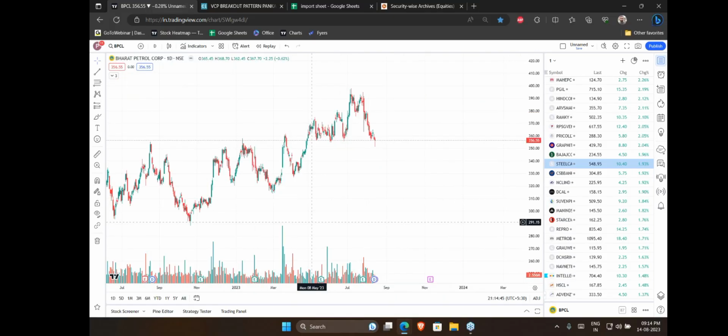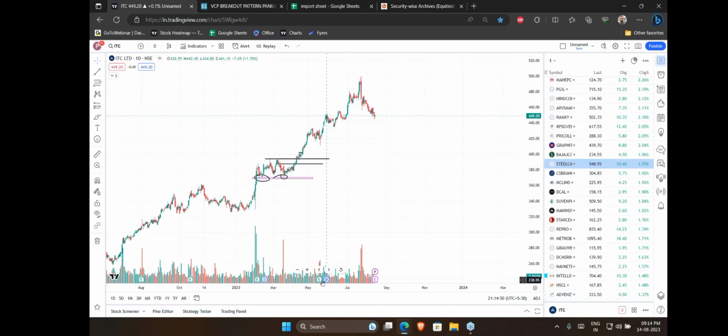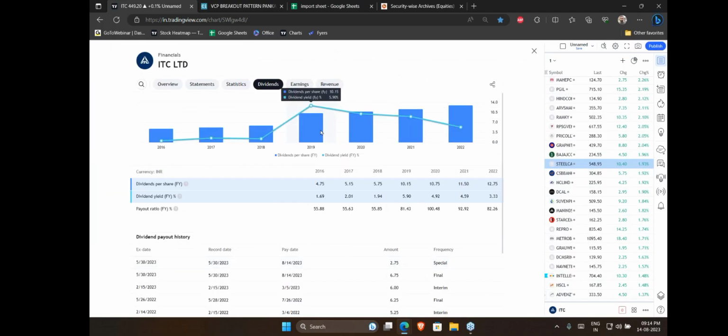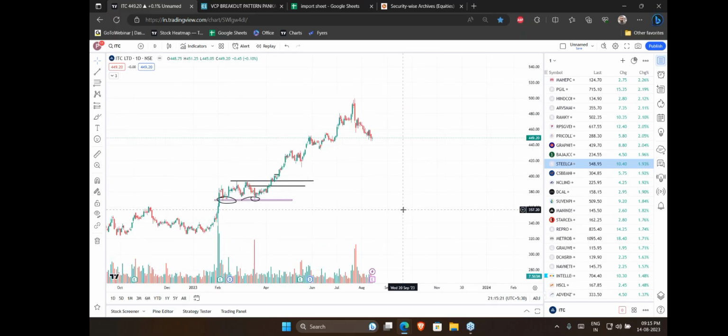Let me show you one more good company with respect to dividend, that is ITC. Look at this. In 2016, in the entire year 1.69%, 2017 2%, 2018 1.94%, 2019 5.90, 2020 4.92, 2021 4.59, 2022 3.33. Yes, REC Limited is also a good company with respect to dividend sharing. VDL is also a very good company with respect to dividend sharing.